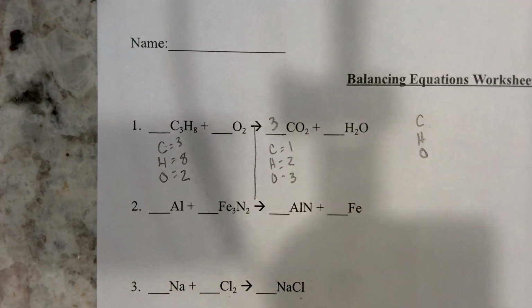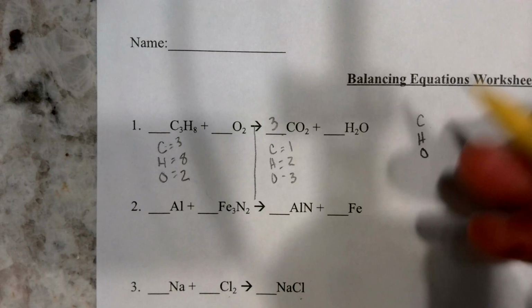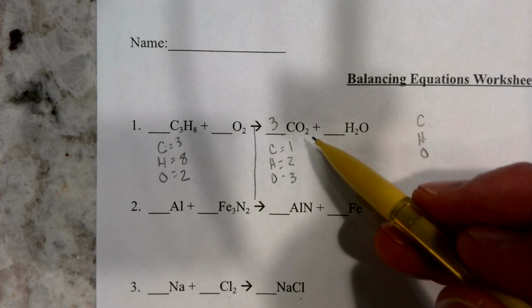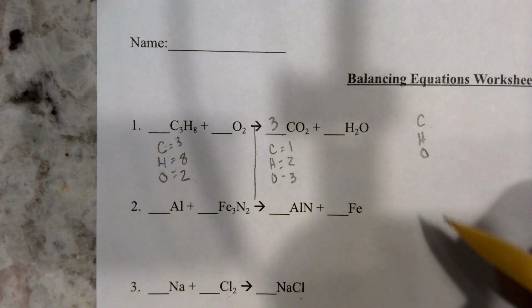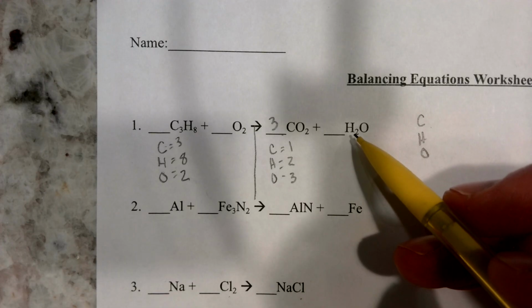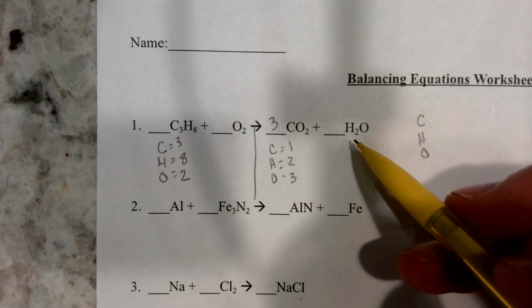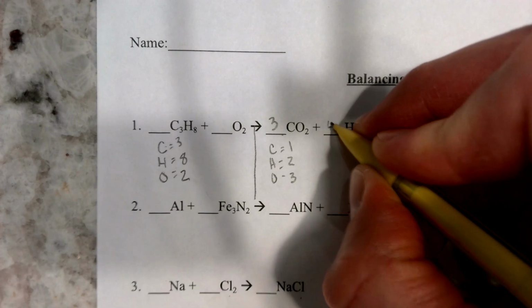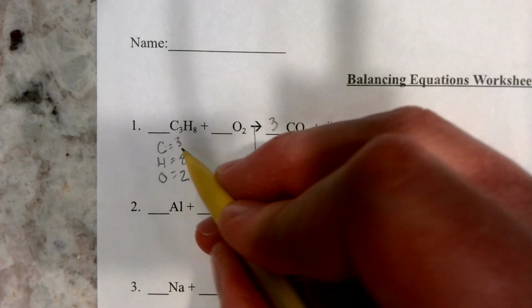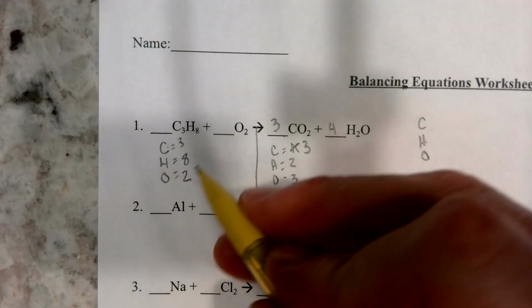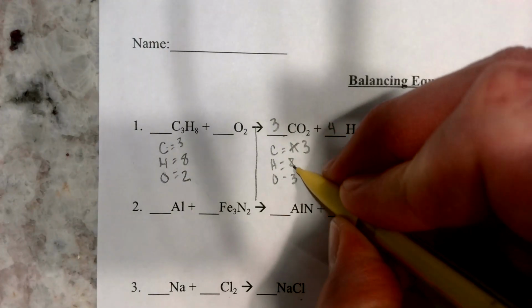Boom. Did it. So now, obviously, that's going to screw up my oxygens. That's fine. I'll get to that later. But I'm not concerned about my oxygens now. I'm going to go ahead and do my hydrogens. So if I've got 8 over there, I've got 2 over there. What times 2 is 8? Yep, I hope you're saying 4 internally. All right. So I've got my carbons balanced. I've got 3, I've got 3. I've got my hydrogens balanced. I've got 8, I've got 8.